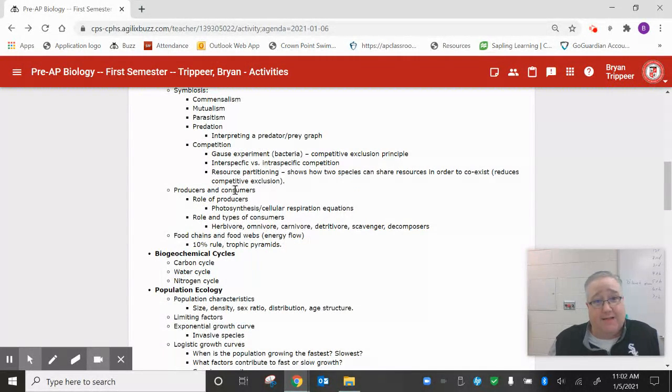And then we got into some basic stuff: producers and consumers. You should know the roles of producers, the roles of consumers. Photosynthesis and cellular respiration. We should know those equations. We should know what the products are of photosynthesis, products of respiration. I gave you guys that picture of the leaf and the mouse, right? Showing you the different equations. So make sure we look over that.